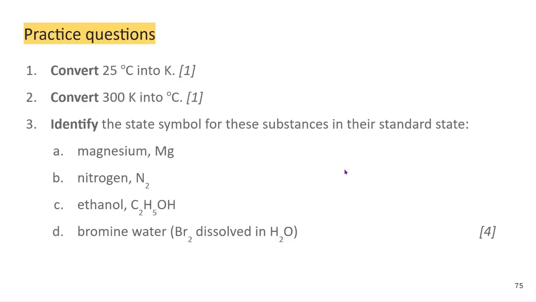Okay, here's some more practice questions. Convert 25 degrees Celsius into Kelvin. Convert 300 Kelvin into degrees Celsius. Identify the state symbol for these substances in their standard state. Remember standard state under those conditions, 25 degrees Celsius, so about room temperature, and about 1 atmospheric pressure, or 100 kilopascals. Take a second. These are questions you might see on the IB test. See if you can figure these out.